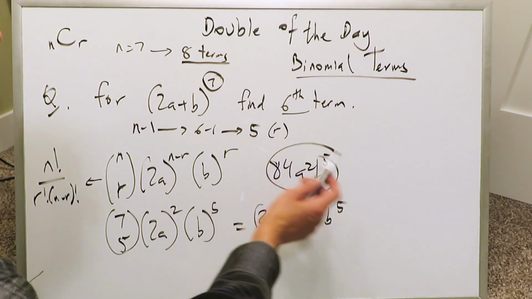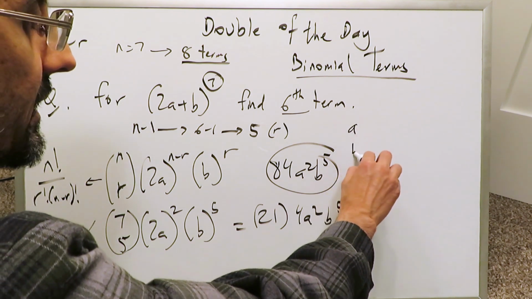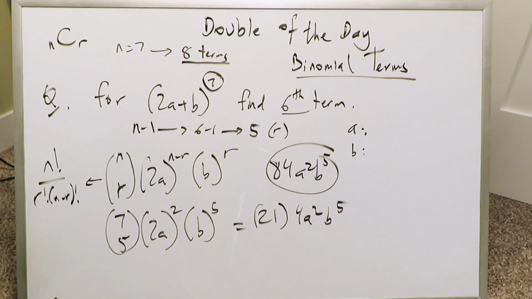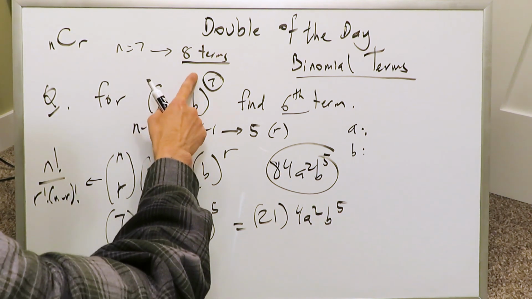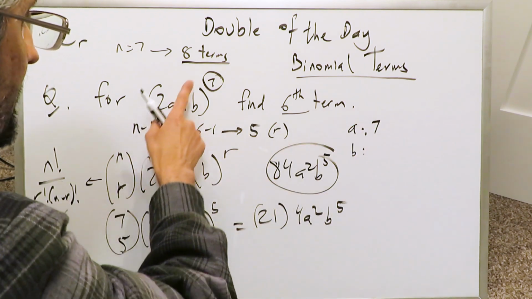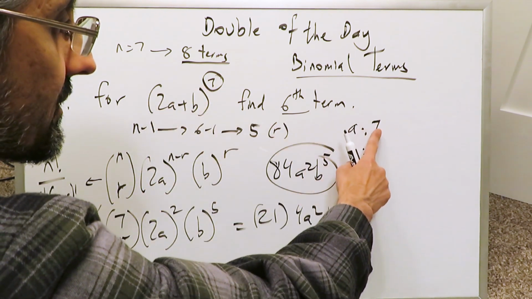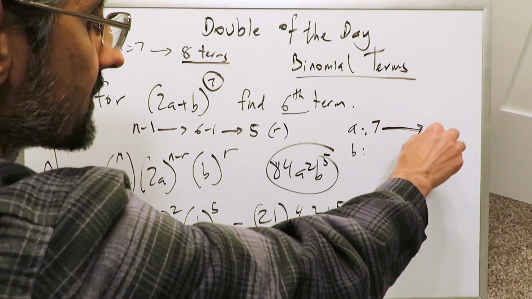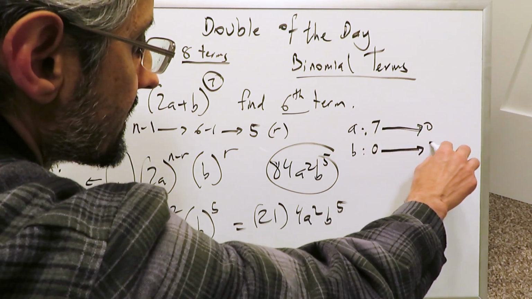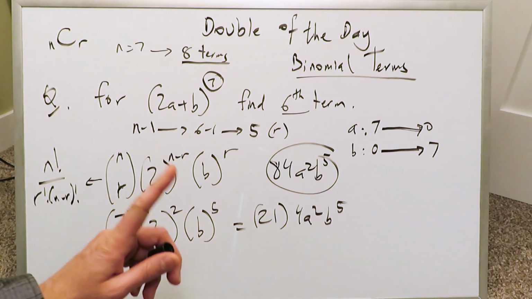A good way to think about everything here: if you're looking at a and b in terms of your bases and the exponents, everything in terms of your first variable starts from your highest and then goes to 0. Your a, in terms of its exponent, will start out in the first term with an exponent of 7, then go all the way down to 0. B will start out with an exponent of 0 and increase gradually up to 7. Everything is sequentially going by 1.